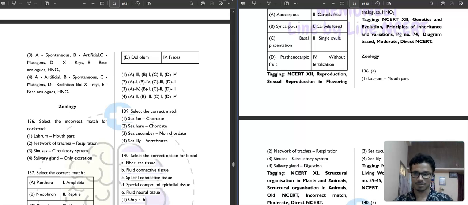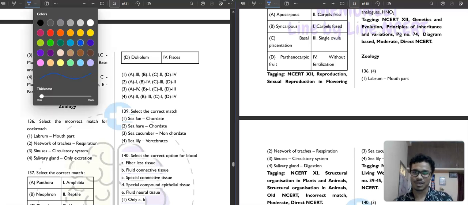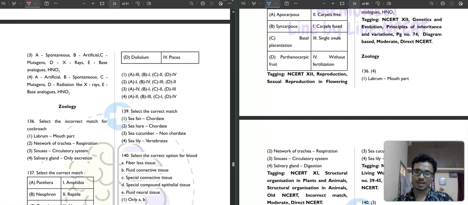Okay, let's start with question number 136, zoology. The first question of zoology is from cockroach. Why do we put the first question from cockroach? This question is not that hard, but the purpose of putting this question in the paper is that you read the chapter.